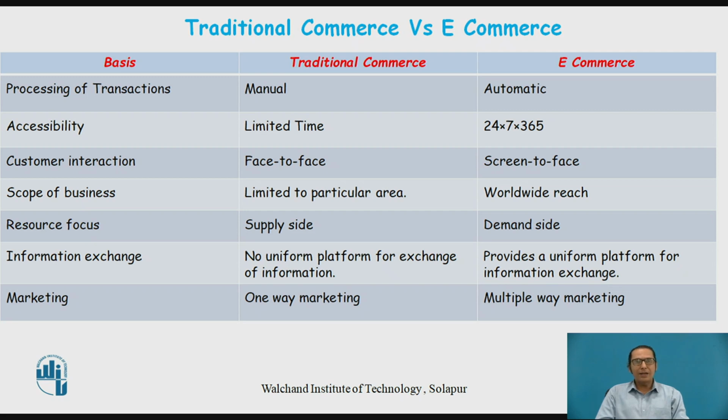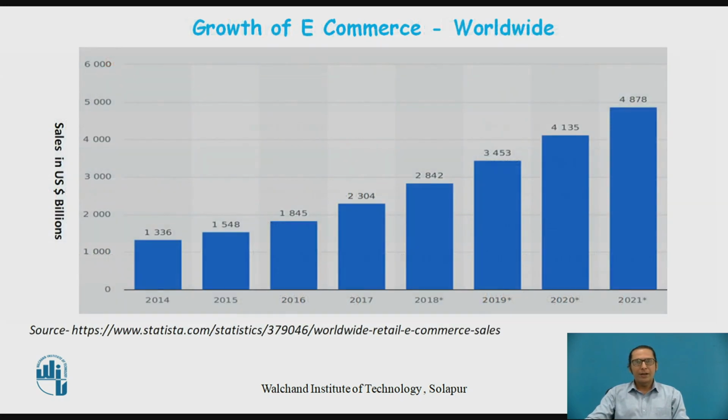And lastly, as far as marketing is concerned, in traditional commerce it is only one-way marketing. In e-marketing or e-commerce, there can be multiple ways of marketing. So, dear student, in today's lecture, we had a brief introduction to e-commerce, and as we know, the growth of e-commerce is catching up.